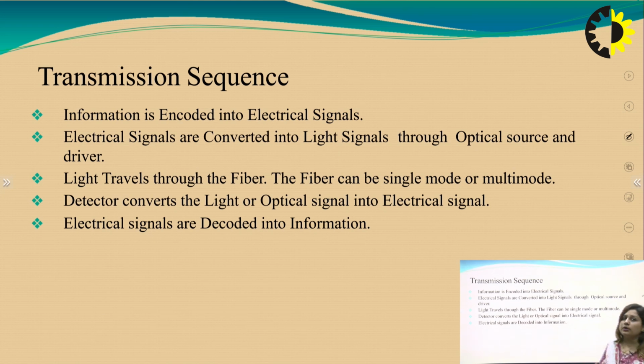Information is encoded into electrical signals. Electrical signals are converted into light signals through the optical source and then the driver, which is the optical driver. Then light travels to the fiber. The fiber can be a single mode fiber or a multi-mode fiber. We will discuss that in the next lecture. The detector converts the optical signal into an electrical signal, and then electrical signals are decoded again into the original information. So this is the proper functioning of the block diagram, which is written here in points.